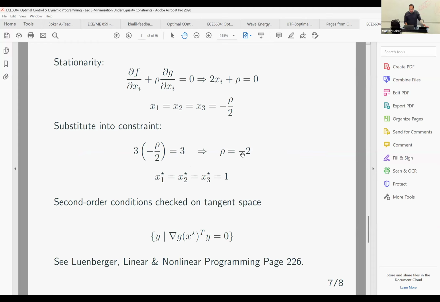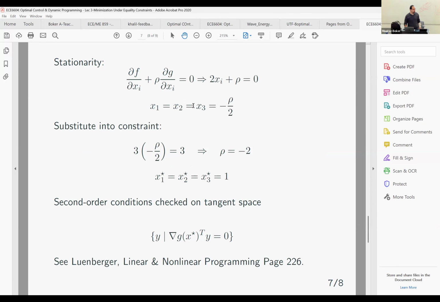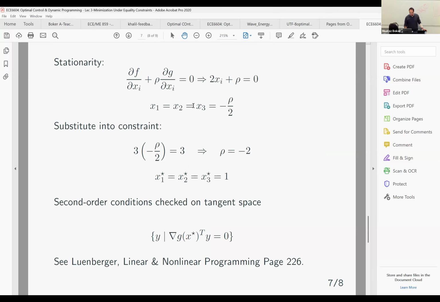From there, you find rho. Rho is equal to minus 2. Take rho equal to minus 2, put it here, and you'll end up with 1. And that is the minimum point. If you plug it in here, the minimum distance is going to be equal to 3, from 1 squared plus 2 squared plus 3 squared. So that's the solution to the problem.